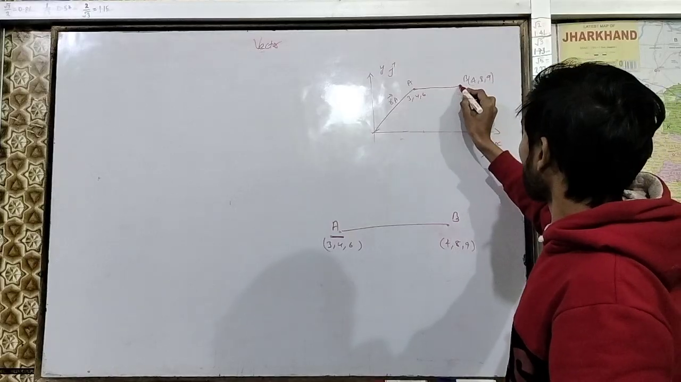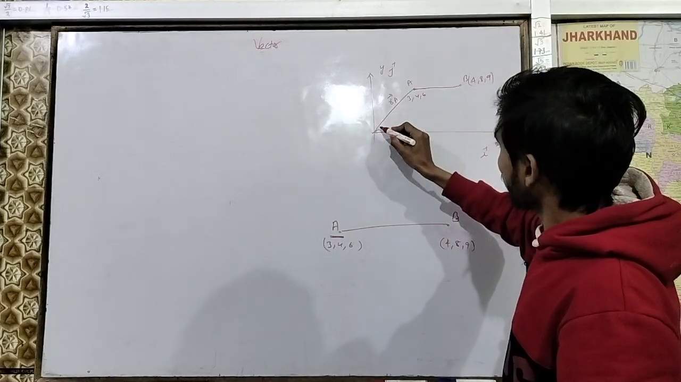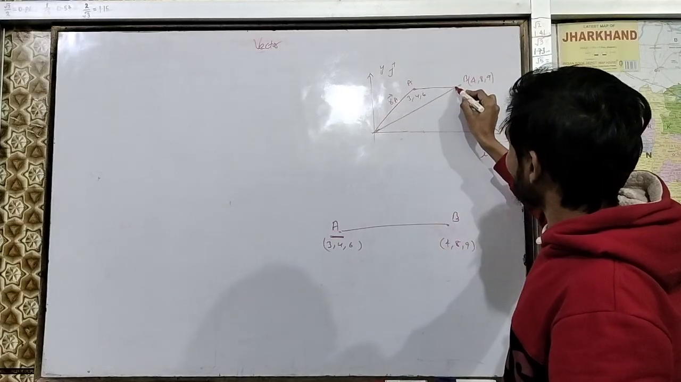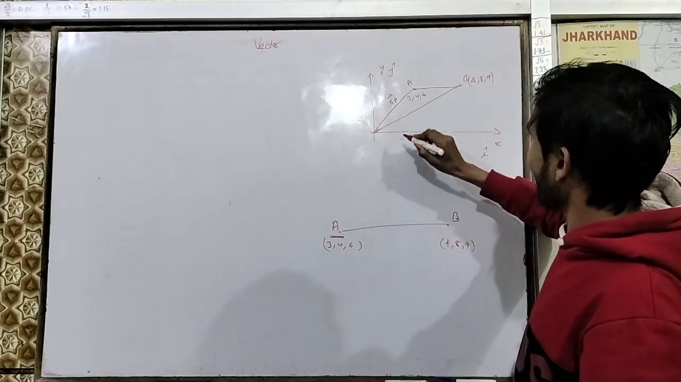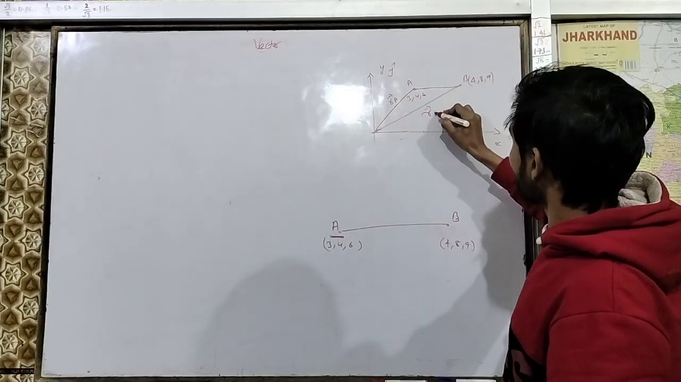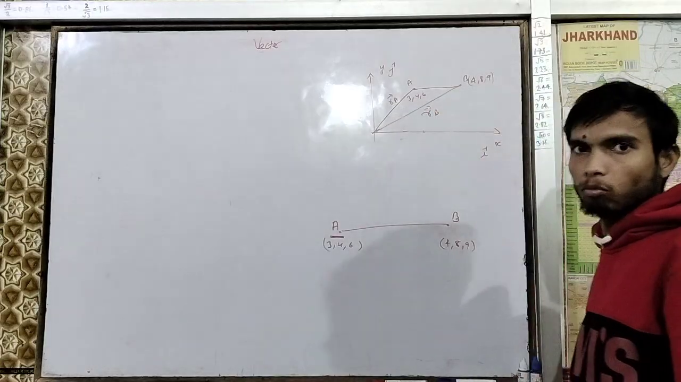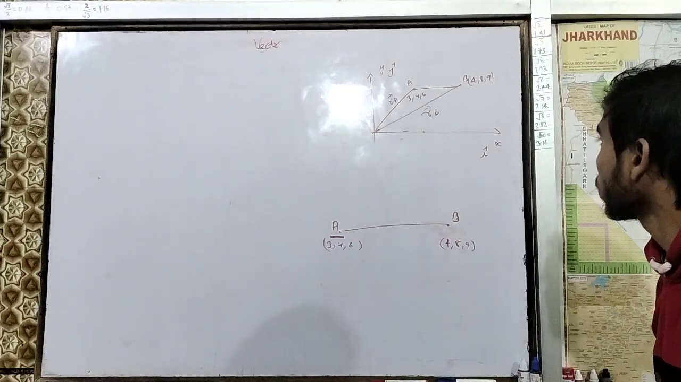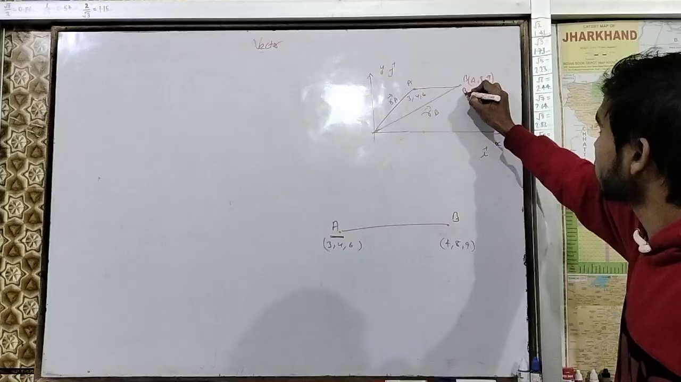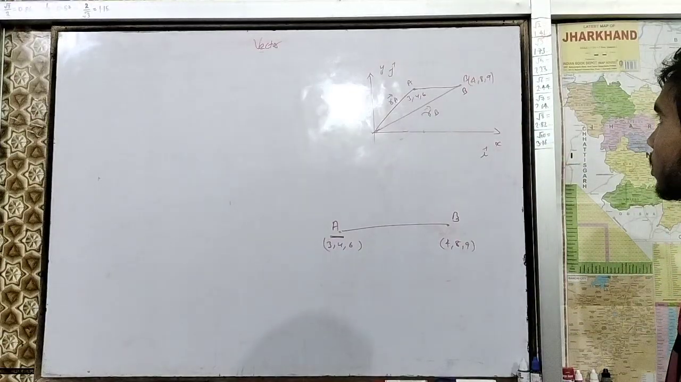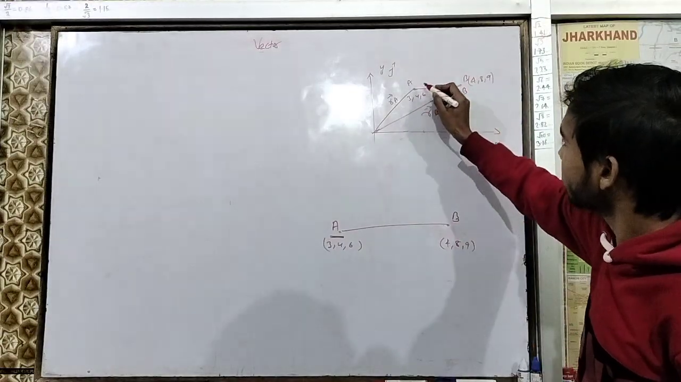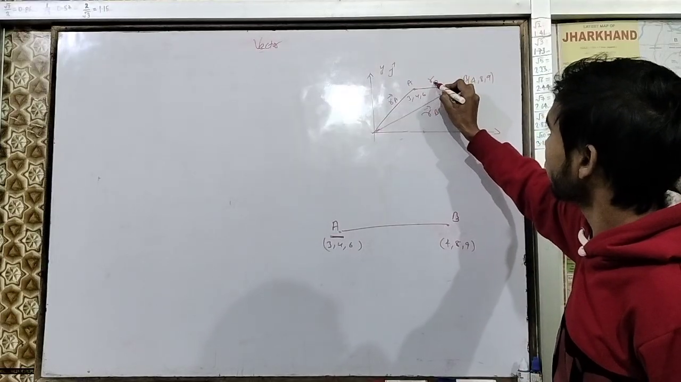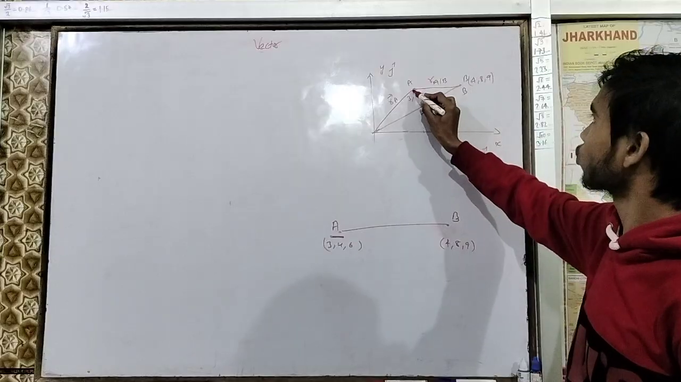This much, according to the origin till here, will be our position vector of B. And this is nothing but the position vector of A with respect to B, from here till here.